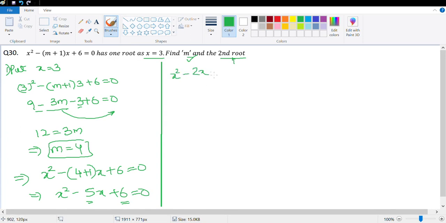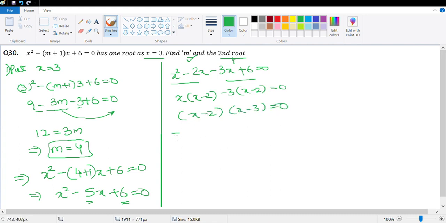x square minus 2x minus 3x plus 6 is equal to 0. Grouping it the way I have underlined, x times (x minus 2) minus 3 times (x minus 2) is equal to 0. (x minus 2)(x minus 3) is equal to 0, which means x is equal to 2 or x is equal to 3. So we've got both the solutions.